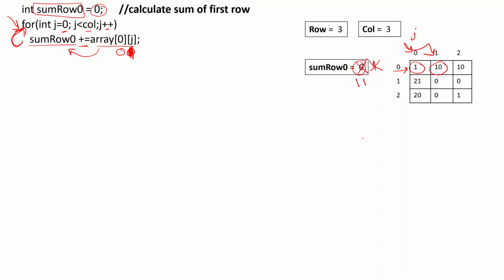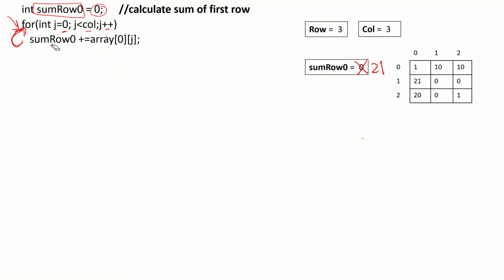Again, we have to move with the j, so j will be moving. And now we will have the values 0 and 2. So we have row 0 and column 2, and the value is 10. Added to the summation, the value you will have is 21. So what we did, we just went through all the elements of the first row and did the summation of these elements. And at the end, the summation we have is 21.